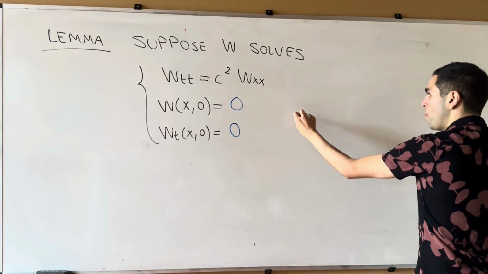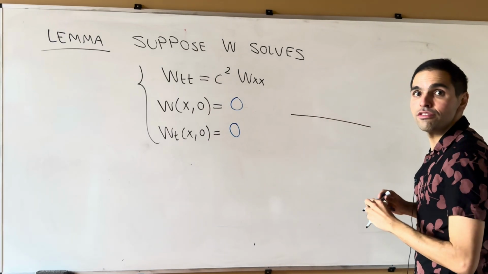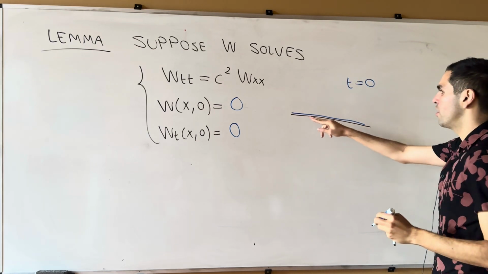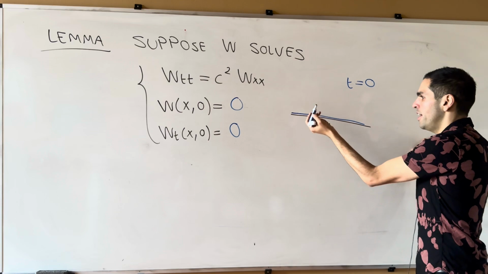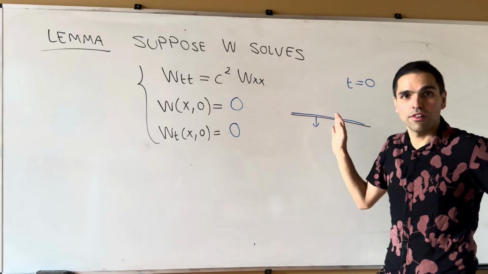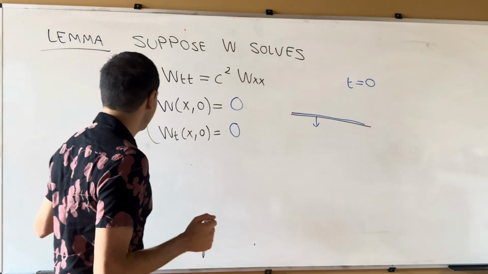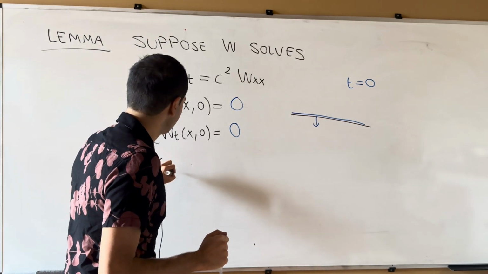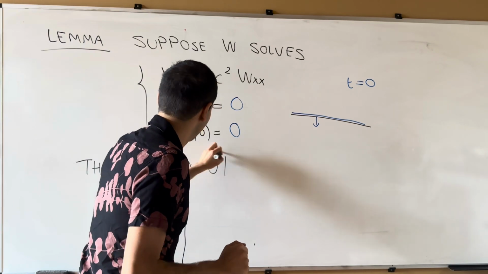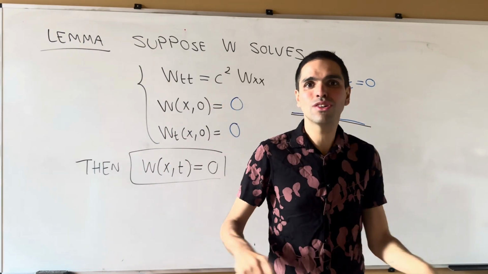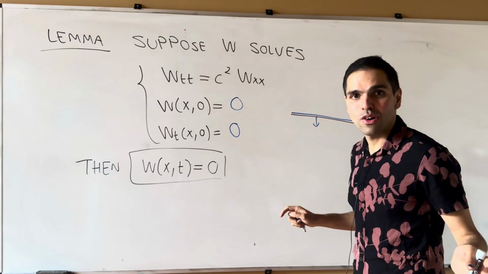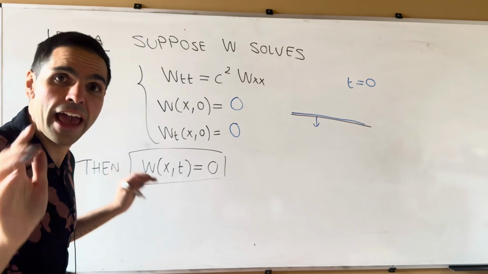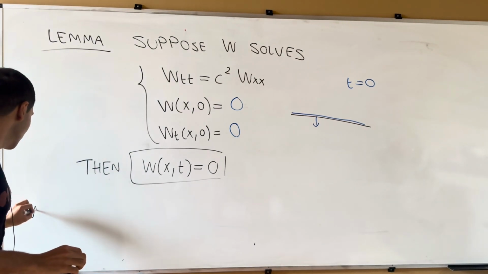In other words, suppose you have a wave and initially, at time t equals 0, the wave doesn't move and the velocity is also 0. Then what happens to the wave? Well, we will show that W(x,t) is 0. So if you start with a 0 wave and it doesn't move, then the wave is always 0. And for this, we need to use the energy methods from the previous video.